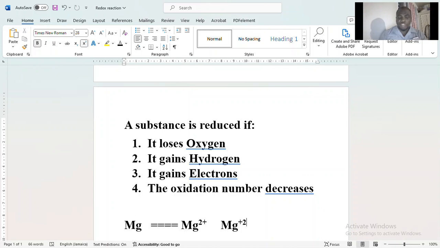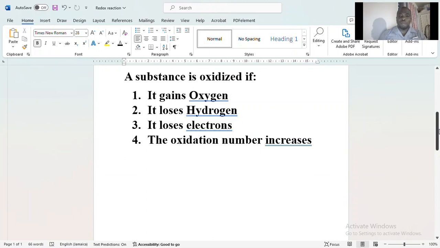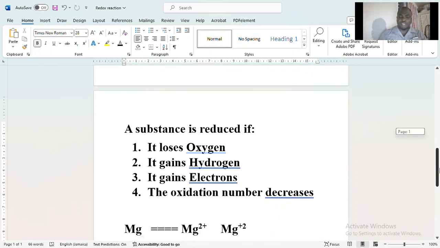Now, as we said before, there are 4 ways we can identify when each of these is happening. So losing an electron or losing electrons, that's oxidation. Cool? And so we can also speak about the oxidation number. We said that for oxidation, if I scroll back to the top, the oxidation number increases. We should see an increase.